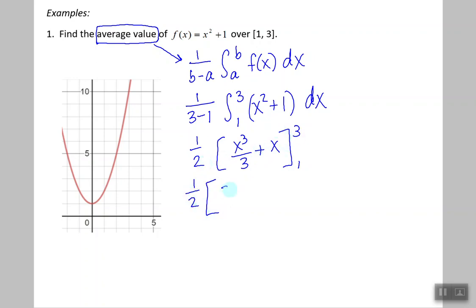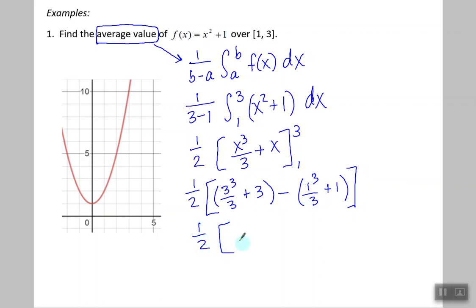We plug in our 3 for 3 cubed over 3 plus 3 minus, and then plug in our 1 for 1 cubed over 3 plus 1, and we can simplify this. Inside here we have 32 thirds, so 1/2 times 32 thirds, which equals 16 thirds, or it might be easier to think of it as 5 1/3. Now why would that be?